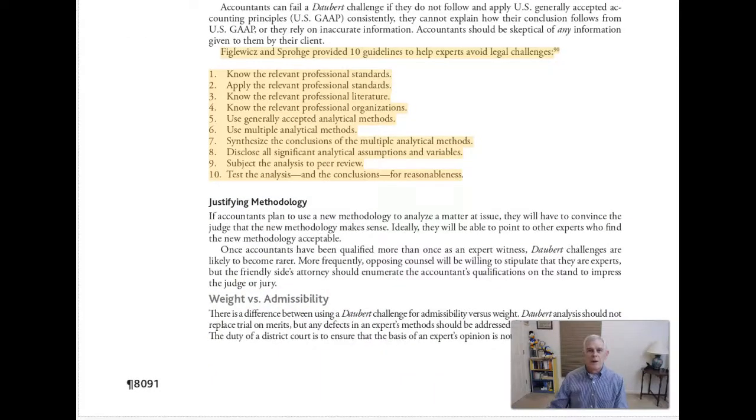Down here, to help avoid legal challenges, I'll let you read these 10 yourself. The first couple: you need to know the relevant professional standards. You need to apply them. Know the literature, and just keep going. If you follow these little rules, these tips, it will help you survive a Daubert challenge, because you want your work to be professional and accepted.